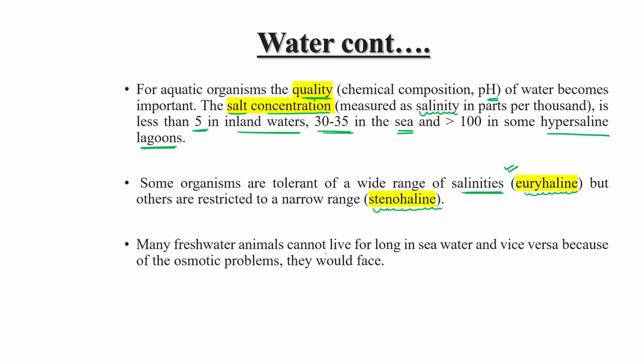Many freshwater animals cannot live for long in seawater and vice versa. Freshwater animals cannot live for long in seawater because of the high salinity; in the sea salinity is 30 to 35. And vice versa, all those types of fishes which are adapted to seawater cannot live in fresh water. Why? Because of the osmotic problem they have to face, because they have adapted their body according to the salt concentration of the water.